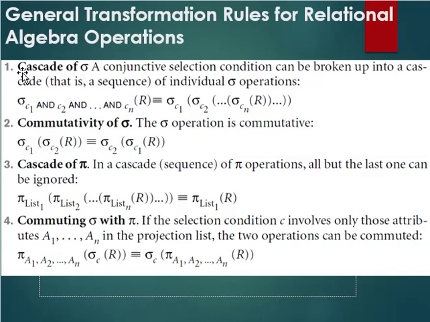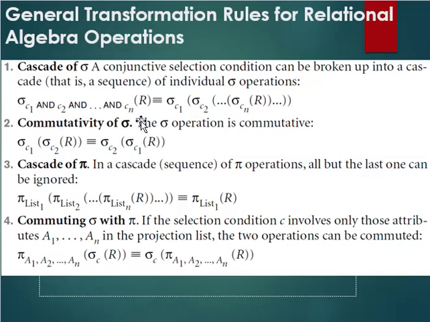So first is cascading of sigma. You know that sigma of C1 and C2 and so on up to Cn can be written as sigma C1, then sigma C2, up to sigma Cn. So the select operation can be done like this. Here you are given a relation R and you have only one select operation with many conditions C1, C2 up to Cn, all combined with AND operation. It can be broken up into different select operations, each one having a single condition.